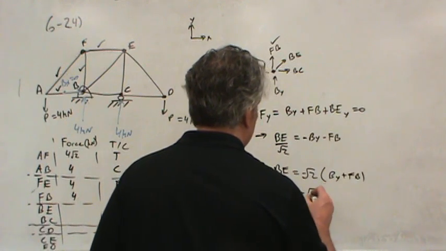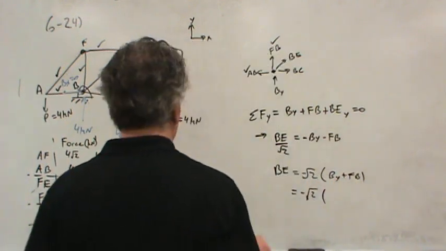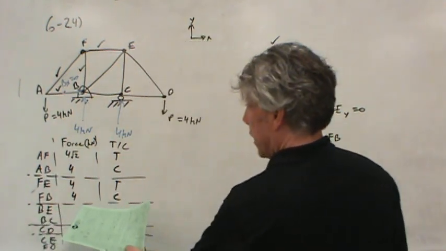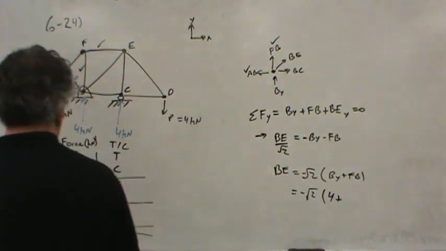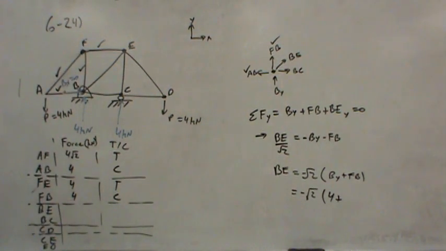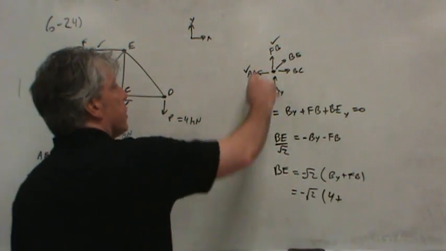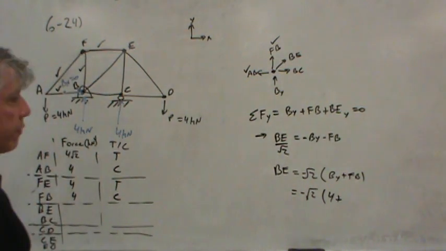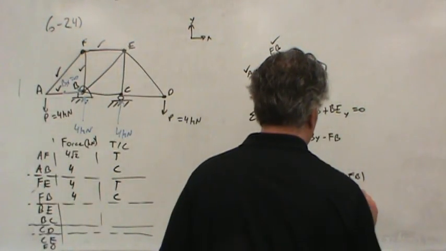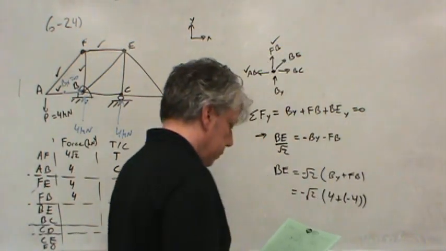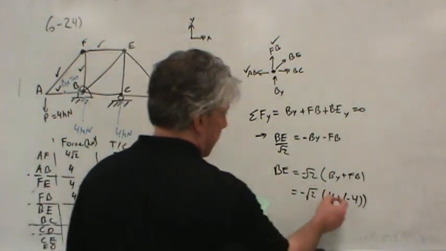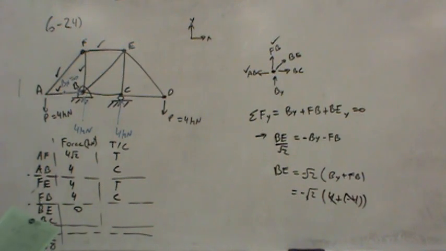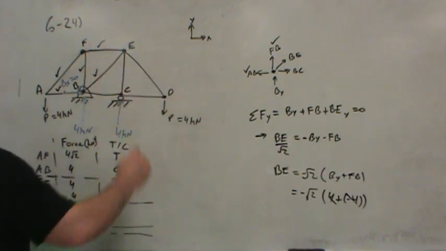So negative root 2. BY we know is 4 kilonewtons. FB we know is, well, now be careful here. FB is 4 kilonewtons in compression. Notice I drew it in tension again, being consistent. And so since I see it's compressive, I know that FB is actually negative 4. And so these two actually cancel. So that means BE comes out to nothing. It's 0. There is no force in member BE.